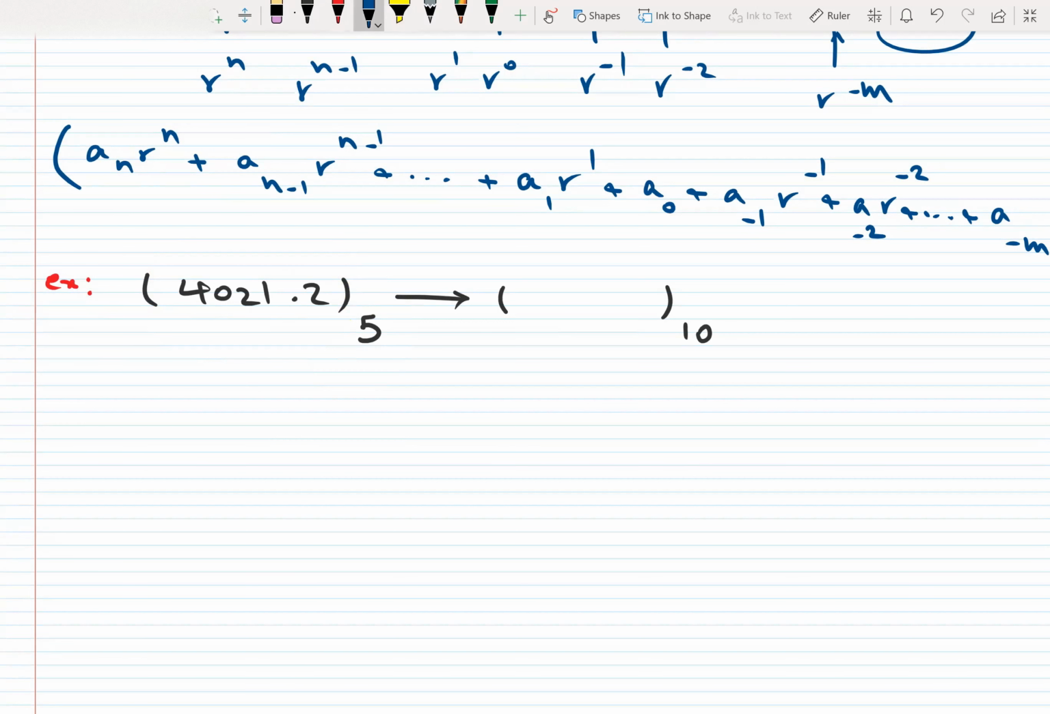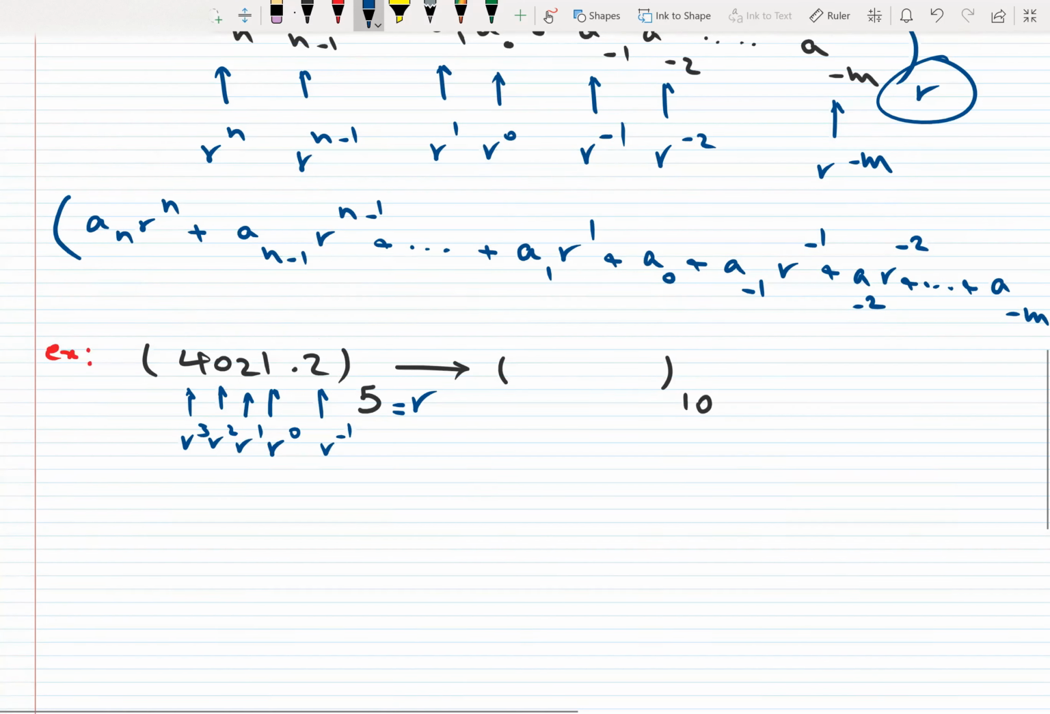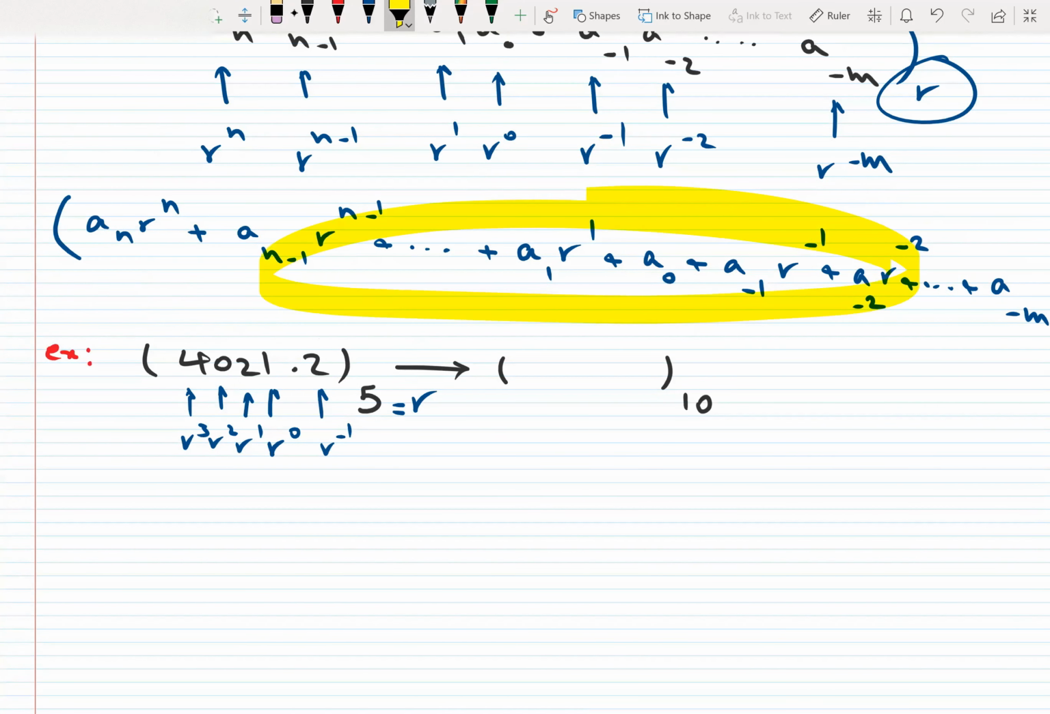We want to convert this number from base 5 to base 10. We know that these positions are r to the power of 0, r to the power of 1, r to the power of 2, and r to the power of 3. What is r? Of course, r here is the base, which is 5. And for this point 2, r to the power of minus 1. So let's use this equation to convert this number from base 5 to base 10. Let's do it together.